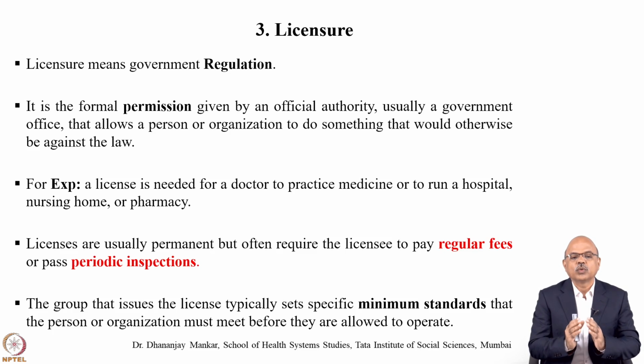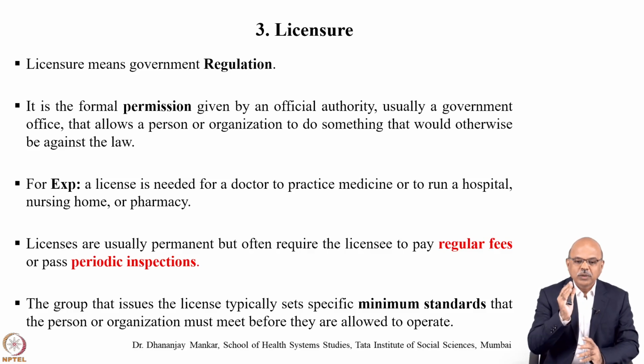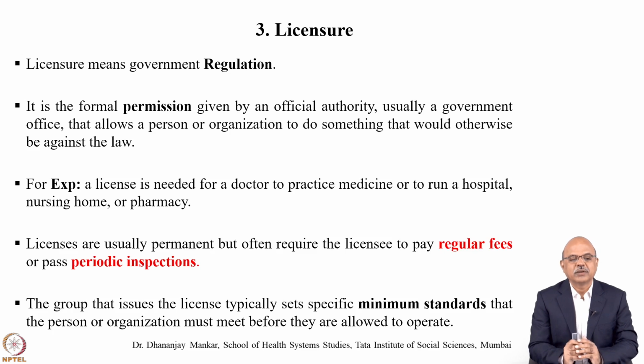Licenses are usually permanent but often require the licensee to pay regular fees or pass periodic inspections, to keep themselves updated and meet the requirements, to update the standards actually. The group that issues the license typically sets specific minimum standards. The emphasis here is on the minimum standards that the person or the organization trying to get this licensure needs to meet before they are allowed to operate.